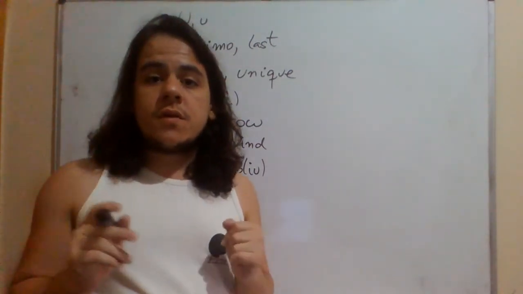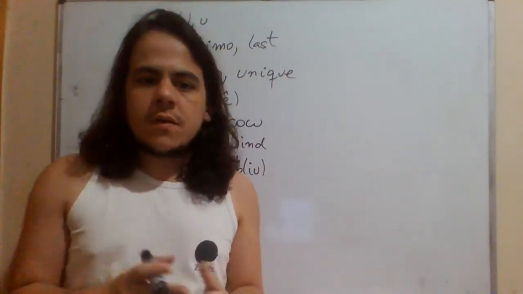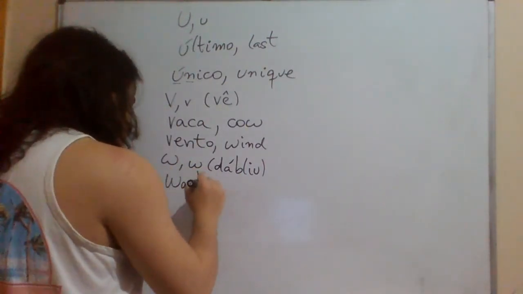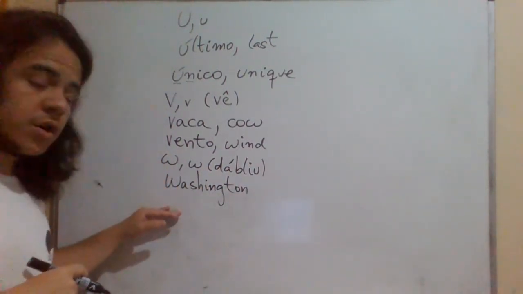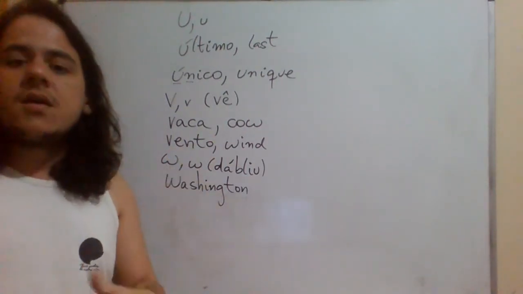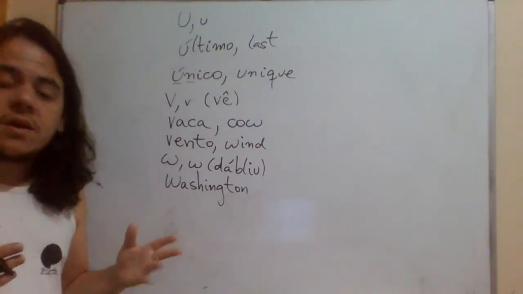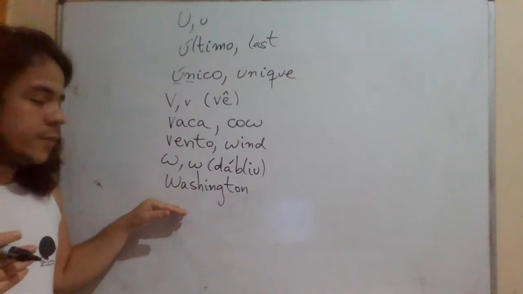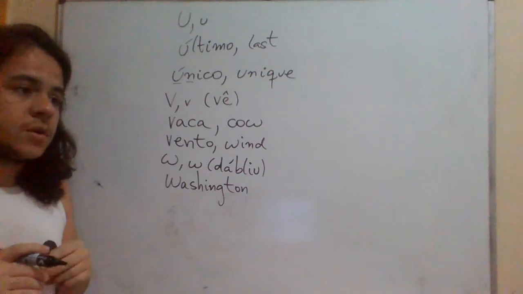It will be used for foreign derived words and for people's names in general. For example, Washington. Washington is a state in USA, and it's also a city, the capital of USA. When we write in Portuguese, we maintain the letter W. We write like this, Washington, just like in English.